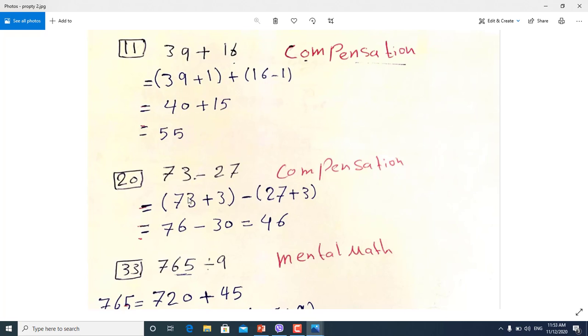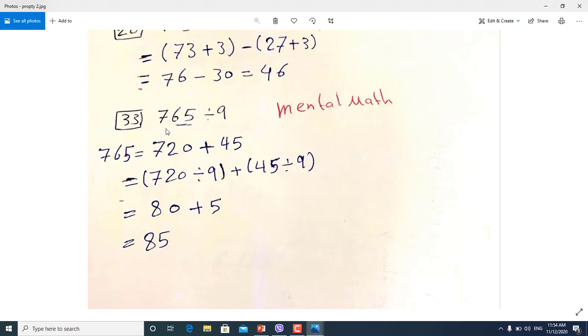So 73 plus 3, minus, we will write, and 27 plus 3 we will write inside the parentheses. After that, we will solve. In parentheses we have 73 plus 3 is 76, and minus, and 27 plus 3 is 30. 6 minus 0 is 6, 7 minus 3 is 4, so 40. So we get 46.